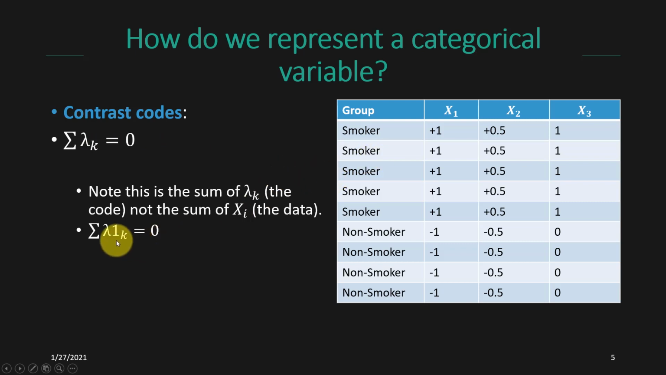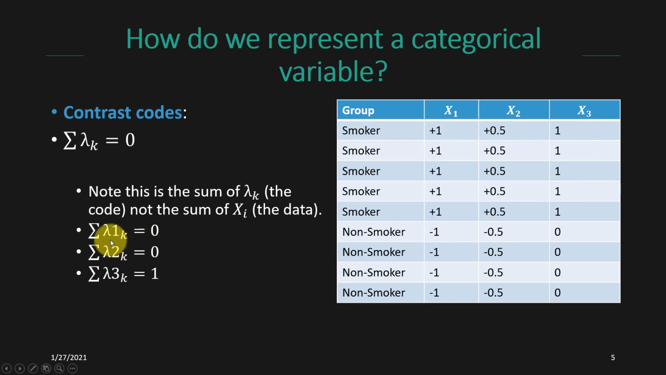So for x1, right, the sum of the code number 1 is equal to 0, right? I have a +1 and a -1. If I add those two things together, that's 0. Similarly for x2, I have a +0.5 and a -0.5. If I add those two levels together, that's 0. So these are both contrast codes so far. With code number 3 over here, though, I have 1 and 0. So those sum to 1. So this would not be a contrast code. x1 and x2 represent contrast-coded variables. x3 is not a contrast-coded variable.